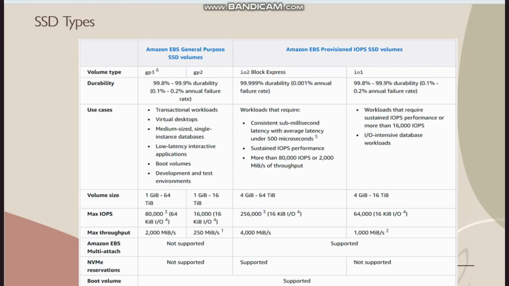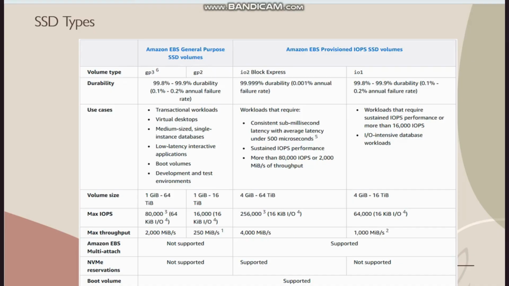The other type is provisioned IOPS SSD volume. Here there are two types, IO1 and IO2 Block Express. IO2 Block Express is a newly launched service. IO1 provides the same durability as GP2 and GP3, but IO2 provides a durability of 99.99 percent, and the annual failure rate is also very low compared to the other three SSD volumes.